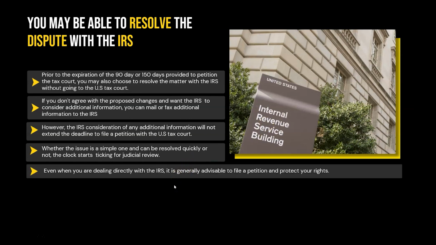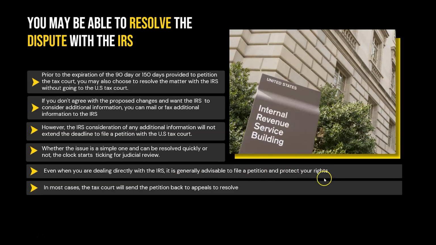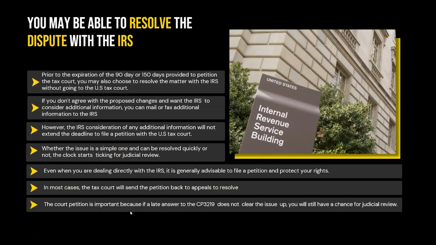Now, even when you're dealing directly with the IRS, as I keep saying, it is generally advisable to file a petition and protect your rights. In most cases, what I have seen is that the tax court will review the information you've provided, and then they may send the petition back to the appeals or even to the IRS to resolve the issue. So once again, the tax court petition is very important. It is also important because if a late answer to the CP3219 does not clear the issue up, you will still have time for judicial review.